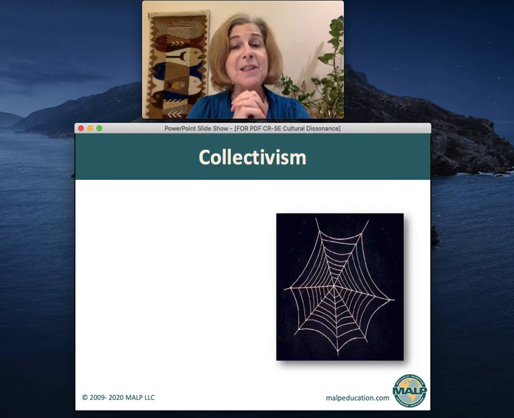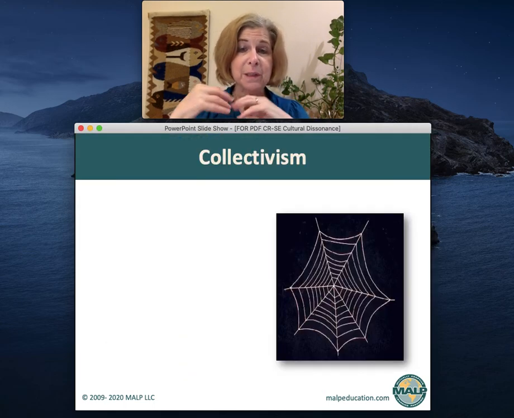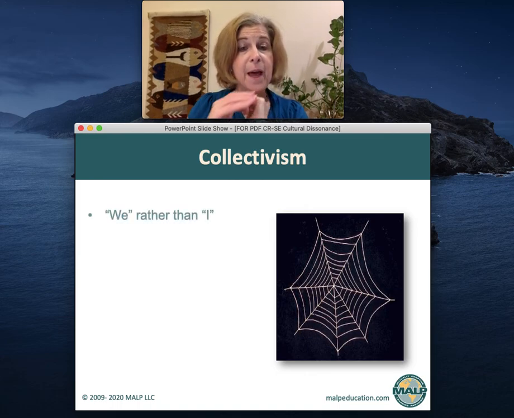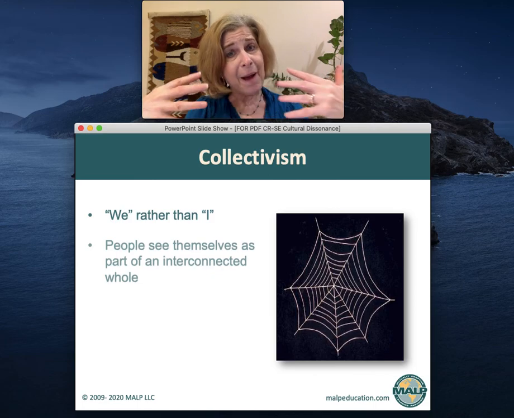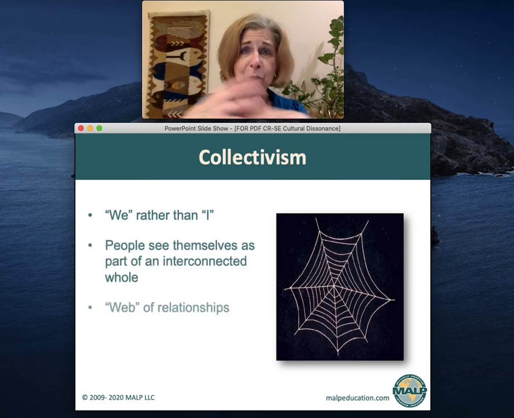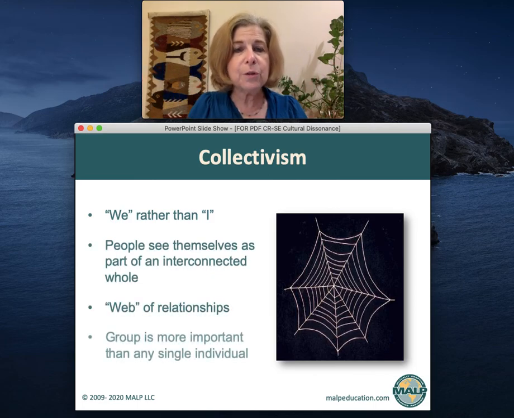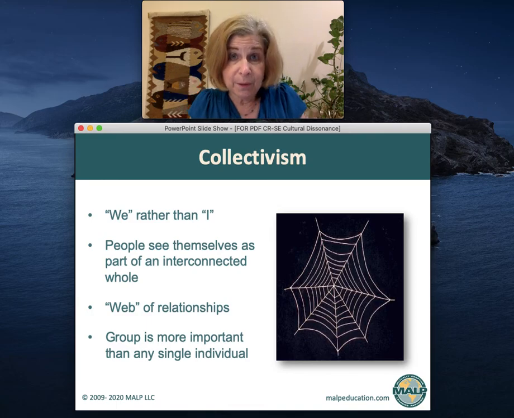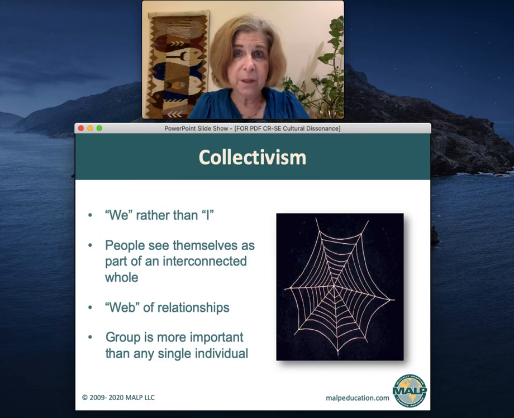Now, the next difference is collectivism versus individualism. So let's look at collectivism. It turns out that they think about we rather than I. They know they're an I, but everything is in terms of the we. They see themselves as connected, like a web. You see, we use the web as a symbol of this kind of thinking. And even when they achieve something as an individual, it's to bring pride to the larger group that they're part of, right?